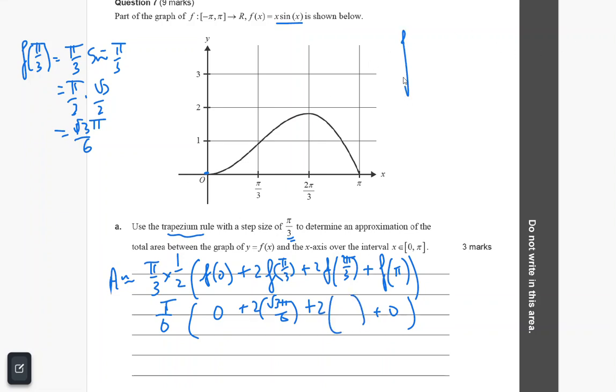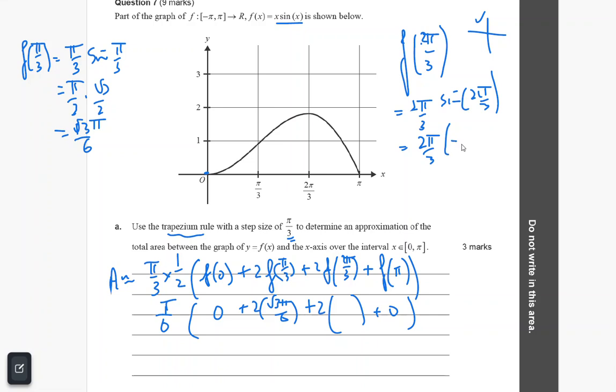I want to do f of 2 pi on 3, remembering that 2 pi on 3 is in the second quadrant. So that will give you 2 pi on 3 times the sine of 2 pi on 3. And that will be second quadrant, therefore sine is negative, but it's going to be the same answer, so it's going to be 2 pi on 3 times negative. No, it's going to be positive, because sine's positive in the second quadrant, and it will also be root 3 on 2, and the 2's will cancel to leave you with root 3 pi on 3.